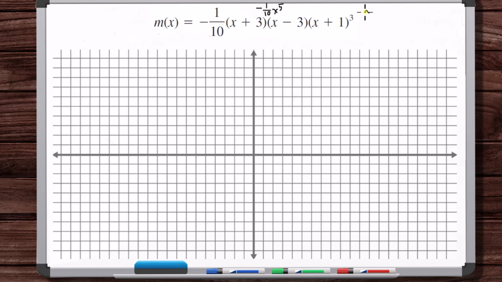So as x approaches infinity, the function is going to approach negative infinity. As x approaches negative infinity, the function is going to approach positive infinity. Okay, now the y-intercept: minus 1/10 times 3 times minus 3 times 1. So it's going to be 9/10.